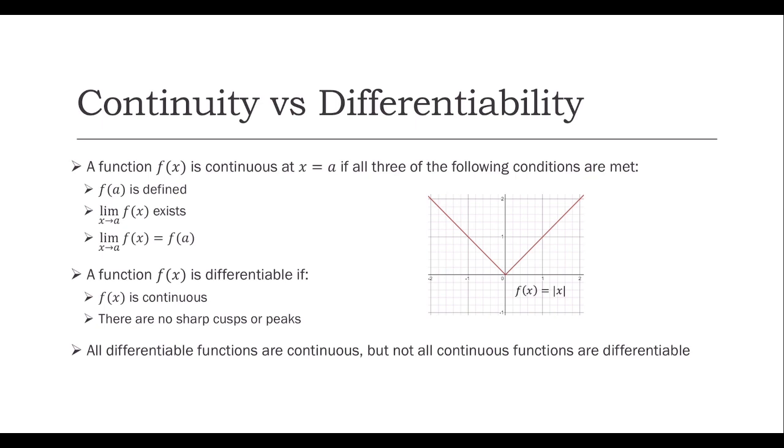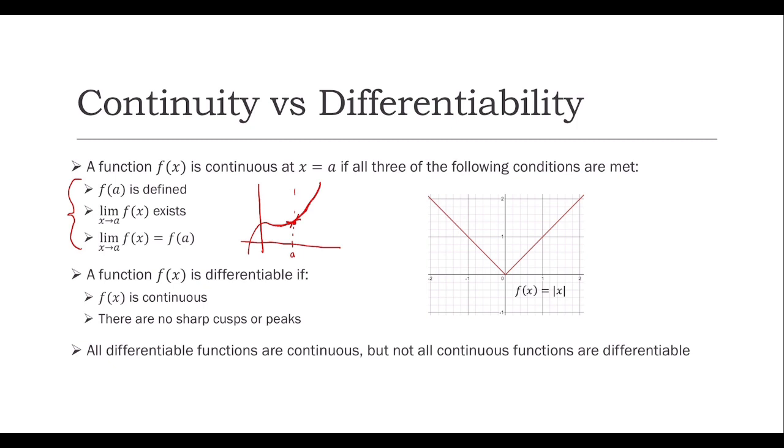A function f of x is continuous at x equals a if all three of these conditions are met: if f of a is defined, if the limit as x approaches a exists, and if the limit as x approaches a of f of x is equal to f of a. So if we have some function and then there's a value a, your values coming towards it from both sides, your limits from both sides, have to be the same as the point there.